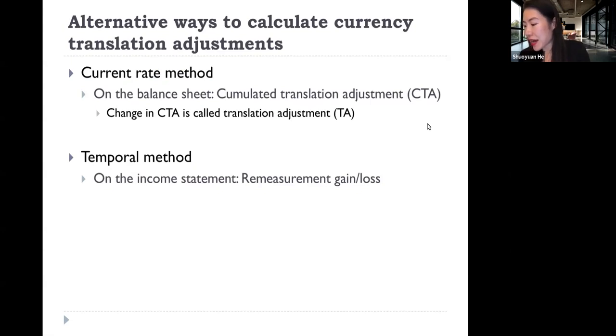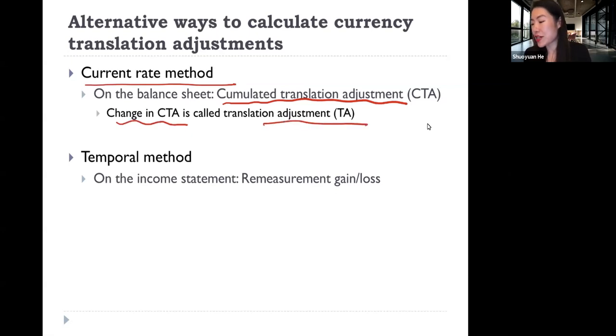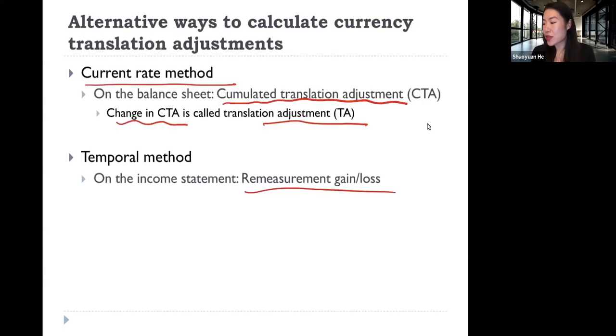Here it just says that on the balance sheet, we have cumulative translation adjustment under the current rate method, and the change in cumulative translation adjustment is called translation adjustment. Under the temporal method, we have remeasurement gain or loss. So again, it is the same message. Previously, in order to get these two numbers, we needed to work through all three financial statements. That's what we did. We needed to work through the financial statements to get those two numbers.